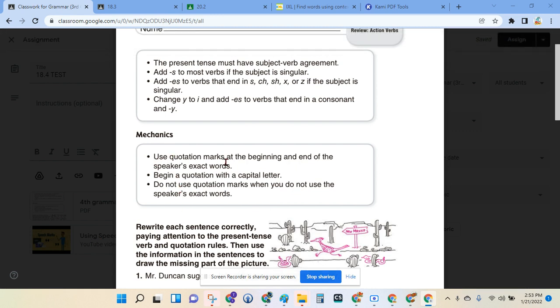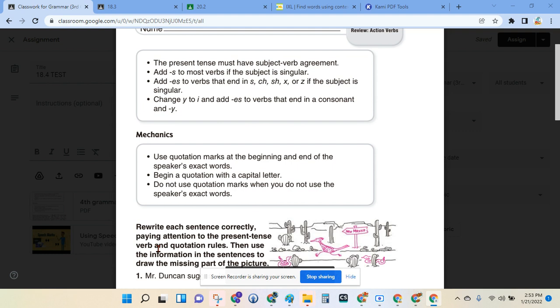And here's your rules. Use quotation marks at the beginning and end of what the speaker is saying. Begin a quotation with a capital letter. And if it's not actually the person saying it, like if you said, Dan told me that he has 5 red hens. Well, in this case, Dan's not actually saying this, you're saying it for Dan, so you wouldn't use quotation marks.